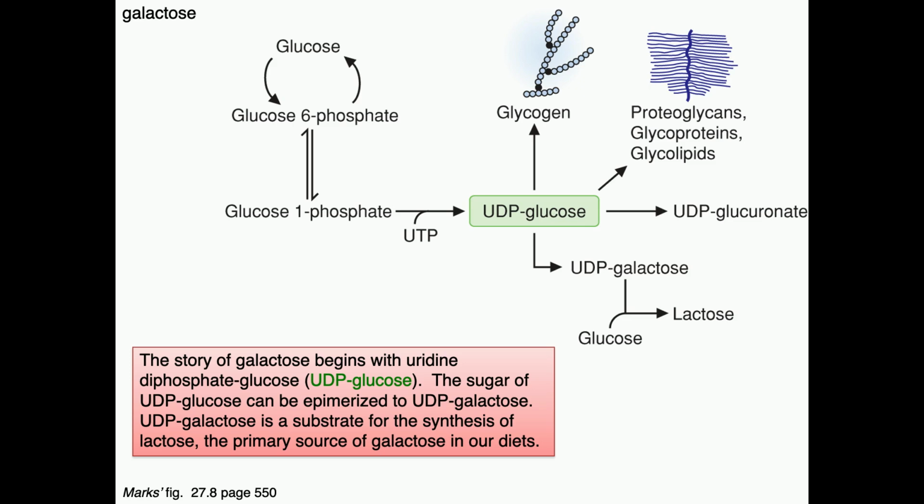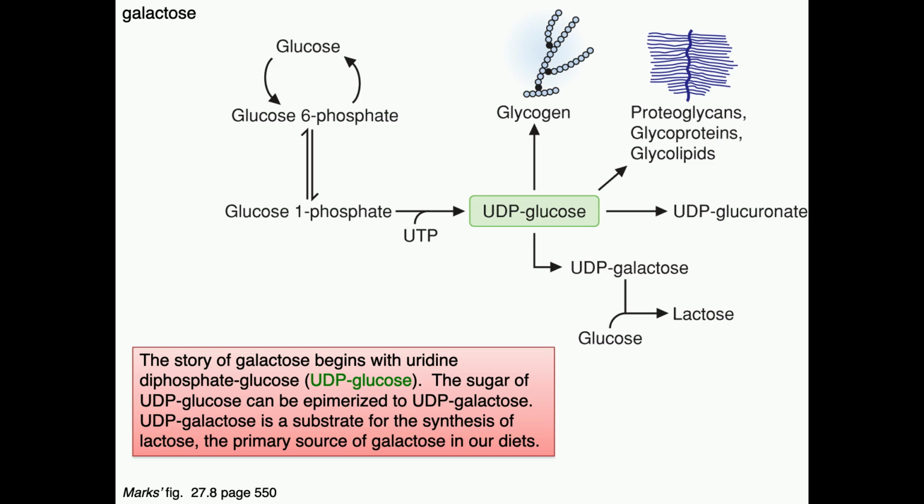So UDP galactose can be synthesized within our bodies from UDP glucose, or we can make UDP galactose from dietary galactose. But making UDP galactose from dietary galactose requires UDP glucose. So it's a somewhat complicated pathway. UDP glucose is shown here. We've talked about this being an important substrate for glycogen synthase and making glycogen. UDP glucose is also important for glycosylation reactions. Not shown here, but UDP galactose is essential for these same glycosylation reactions.